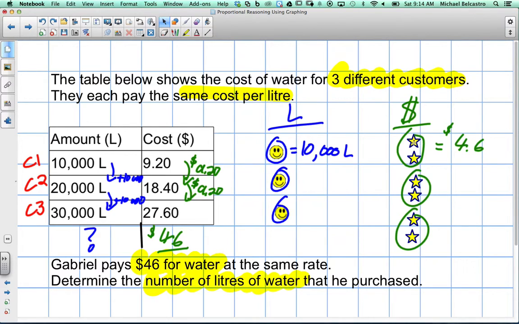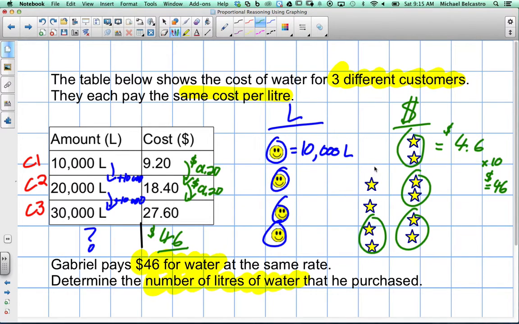Let's keep building these sets. If we were to get another set of stars, 1, 2, we would need another happy face. We're now at 1, 2, 3, 4, 5, 6, 7, 8 stars. And remember, we know we need to get to 10 to equal the $46 that Gabriel paid. That gives us 1, 2, 3, 4 times 10,000. That's 40,000 liters. So we need one more set like this. Let's bring out one more. We've got to our 10 stars. We need one more happy face.